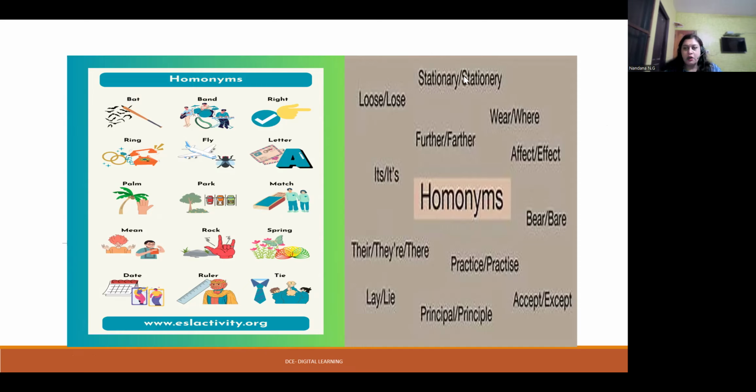The first word, stationary. One stationary refers to when something is at a fixed place. The sun is stationary. The second stationary refers to pen, pencil, ruler, etc. All the ingredients put together are known as stationery.